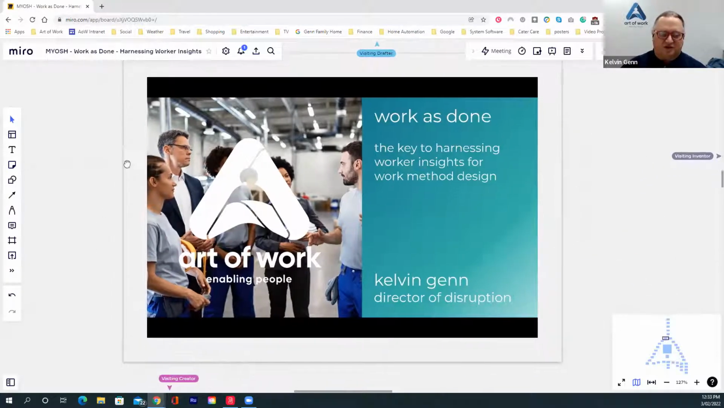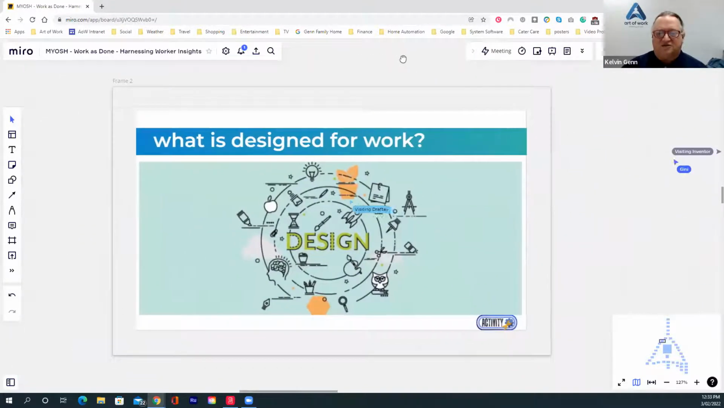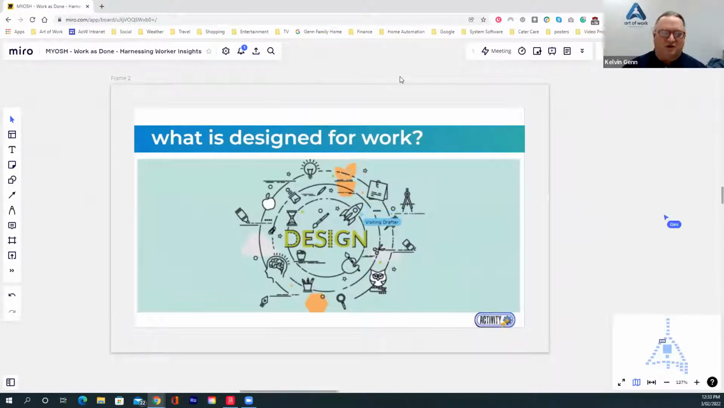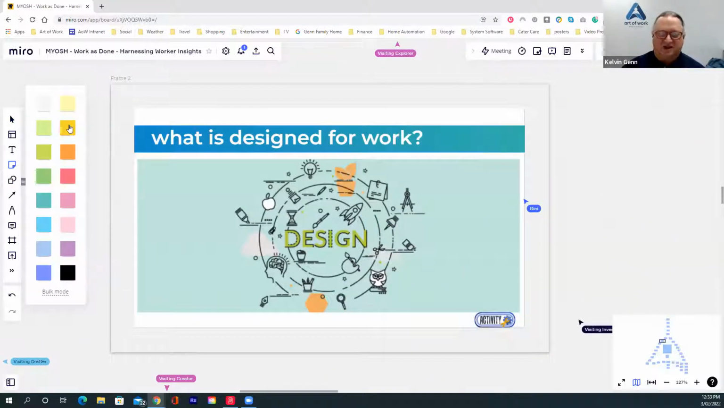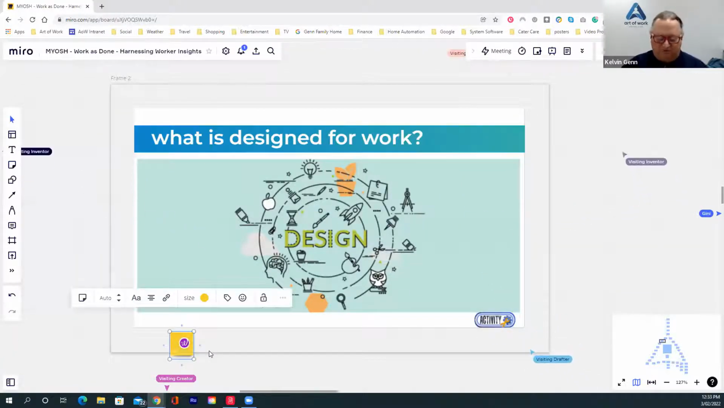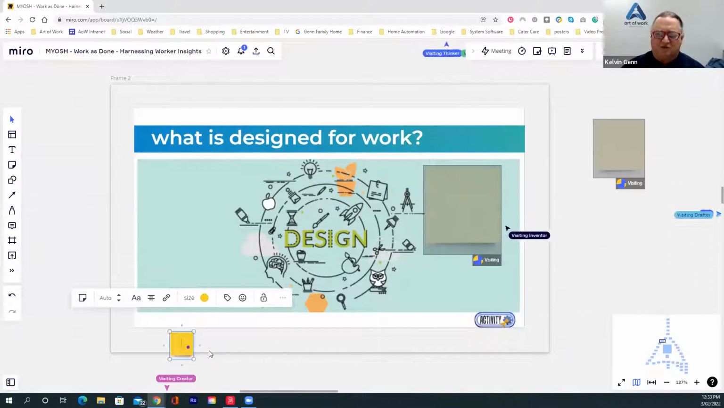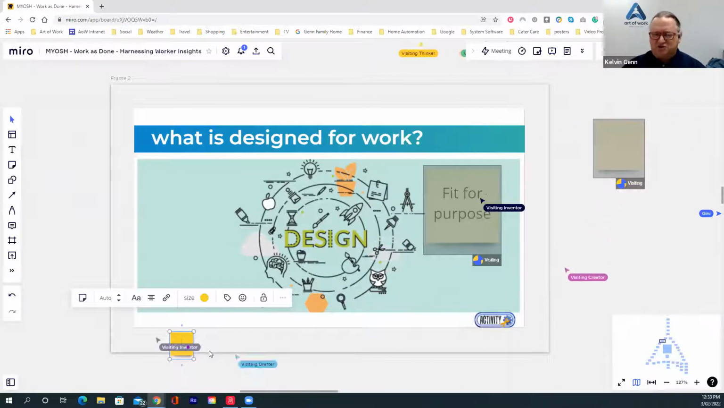So firstly, I want to take you to this question. What is design for work? And what I would like you to do is just to put a post-it note. You can put a post-it note anywhere around the board. You'll see on the left-hand side, just click a little sticky note. You can pick any color that you want and put up here your thought about where is design used in work and what is it used for? What role does it have? And that can be what you think it should have or what it actually does have now.